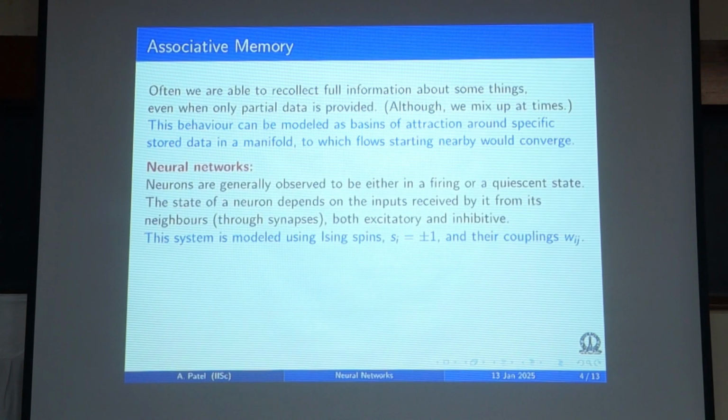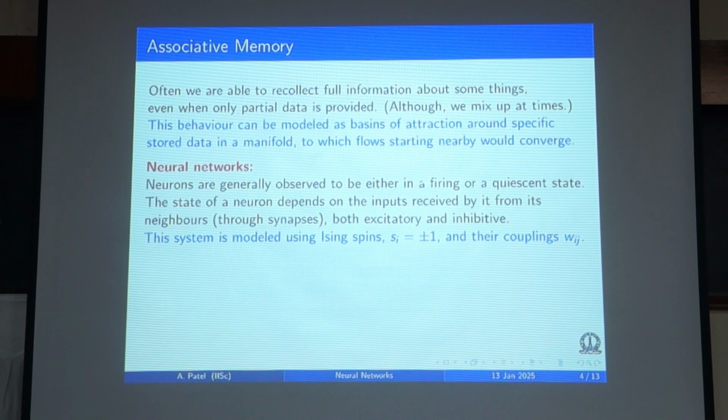So what he modeled it on was something which is known as spin glass. These are just models with Ising spins, plus and minus 1, and some couplings between those spins, which I'm calling Wij.